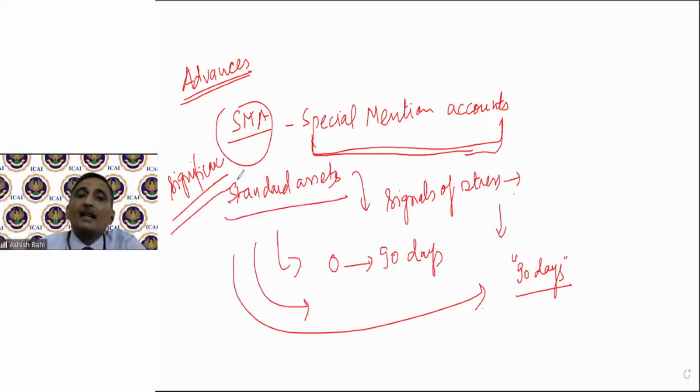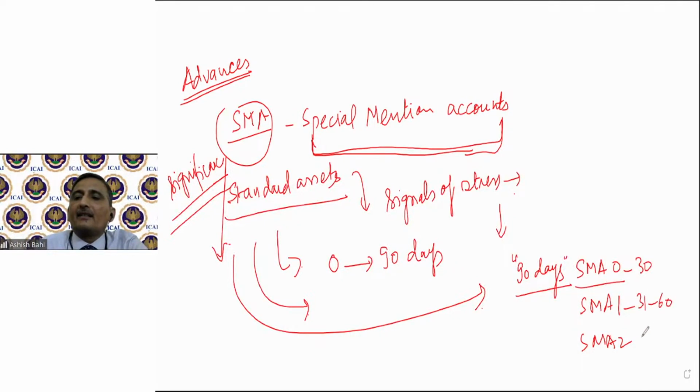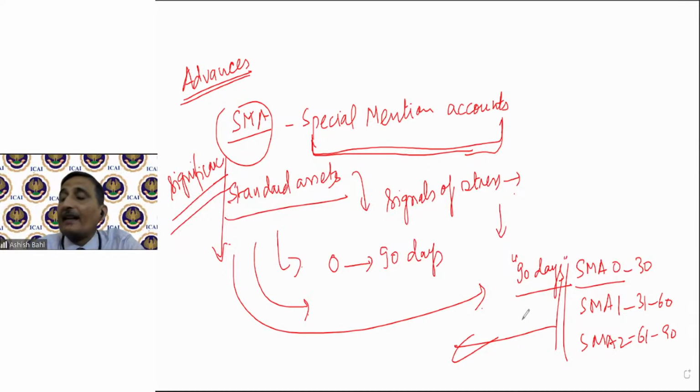So clear to you guys? So SMA accounts are again classified in SMA 0, SMA 1, and SMA 2. SMA 0 means overdue between 0 to 30 days. SMA 1 means 31 to 60 days. And SMA 2 means 61 to 90 days. And after SMA 2, anyway, the account is going to be classified as non-performing asset, as NPA.